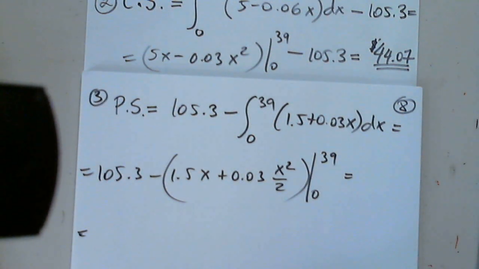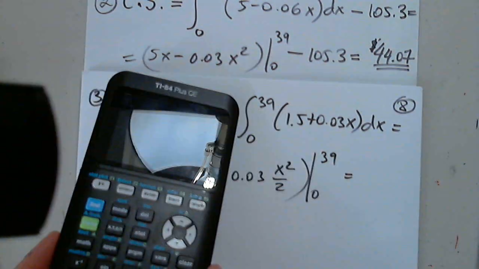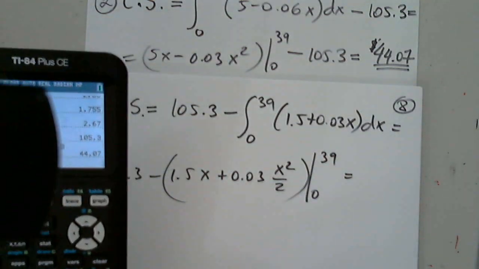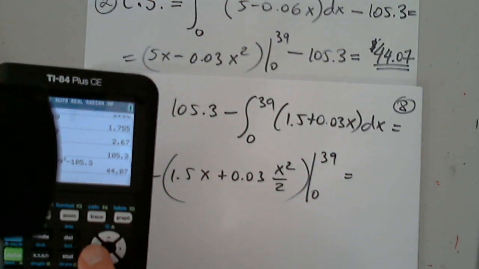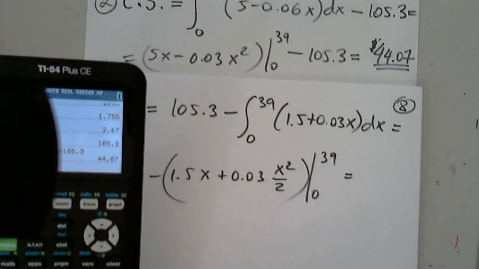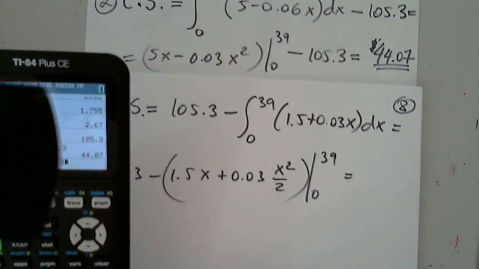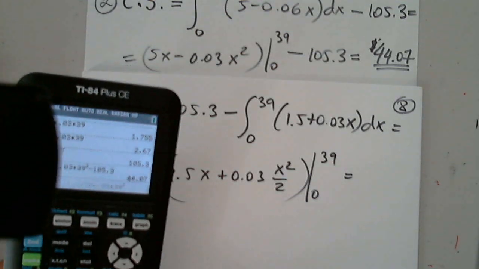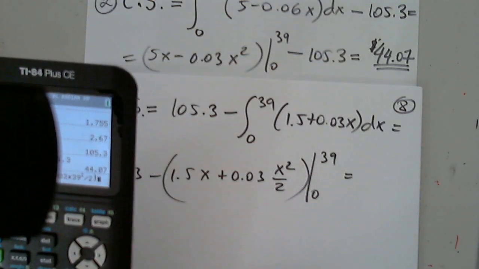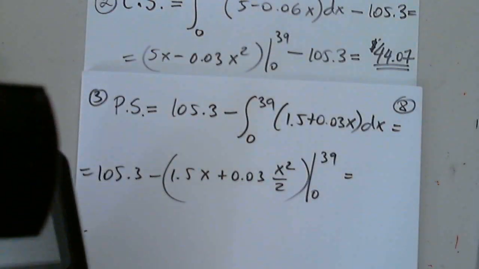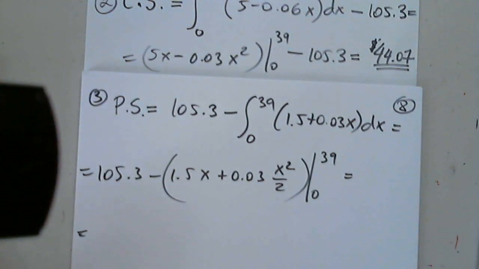So luckily, all I have to do is just plug in 39 because when I plug in 0, I get 0. So I have 105.3, and then I just subtract 1.5. I should put parentheses not to forget. So 1.5 times 39 plus 0.03 times 39 squared, divided by 2. Good. So I got 23.98. So approximately $24.